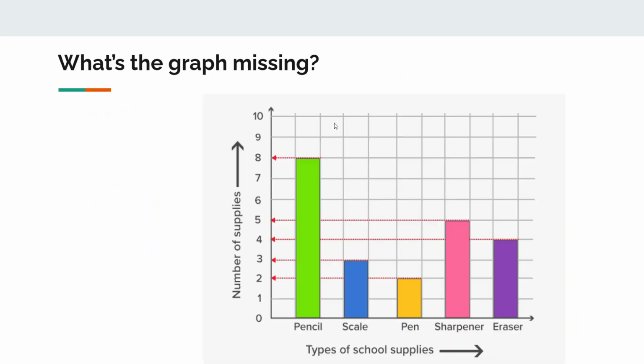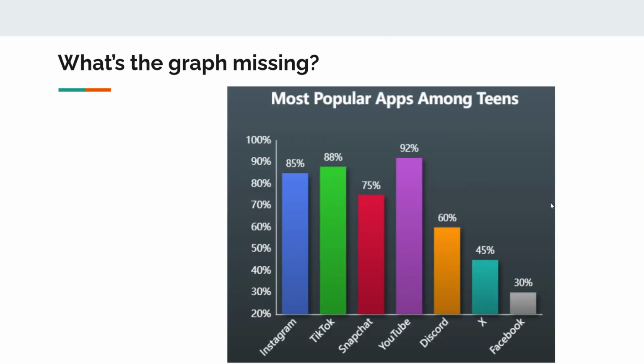All right, what is this graph missing? Well, it is missing a title. We don't have a title telling us what the graph is showing us. Next one, what is this graph missing?